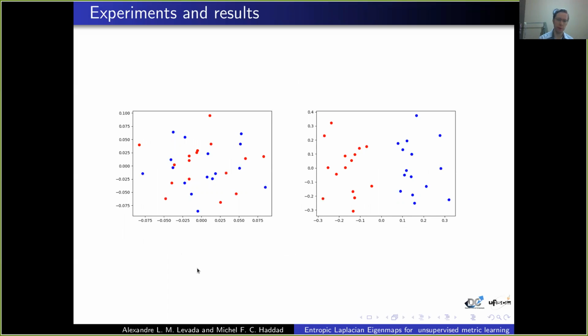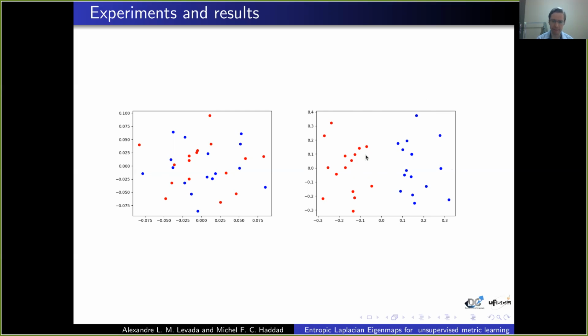Here is a qualitative result that was obtained in a small sample size data set. On the left, we have the result of regular Laplacian eigenmaps. We can see that the clusters are very mixed together. We can't distinguish very well class 1 and class 2. On the right, we can see the result with entropic Laplacian eigenmaps, where the separation is clear. The quality of the clusters is improved and data is easily discriminated in this feature space.